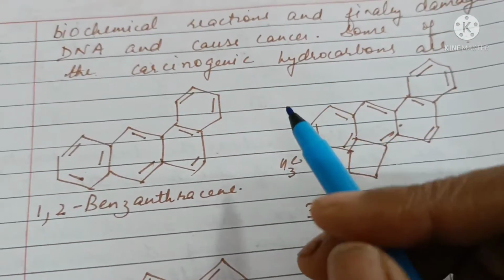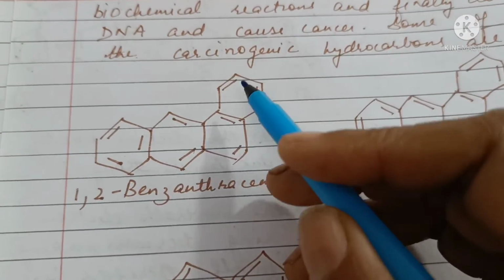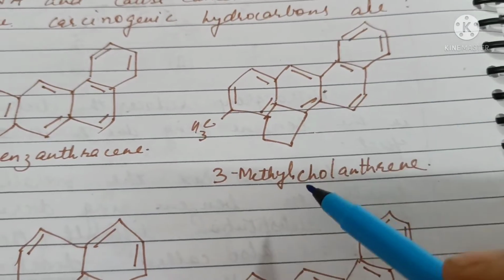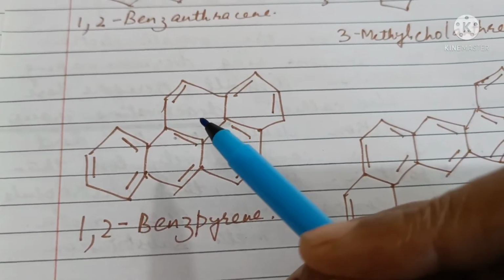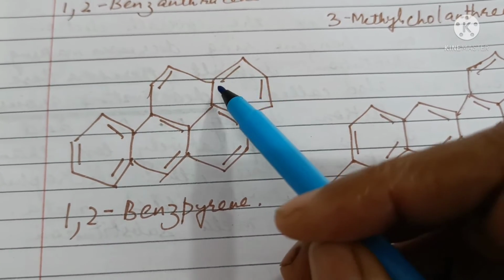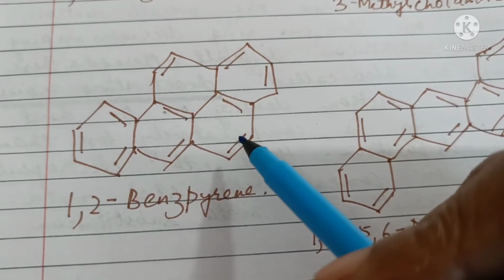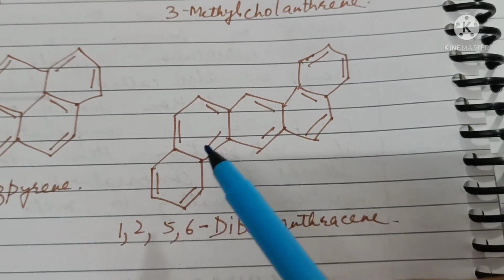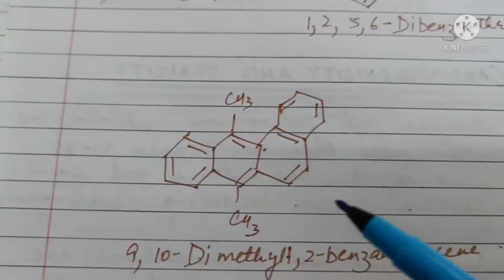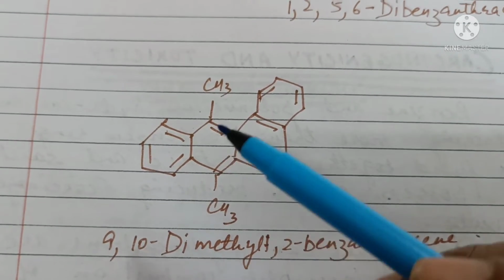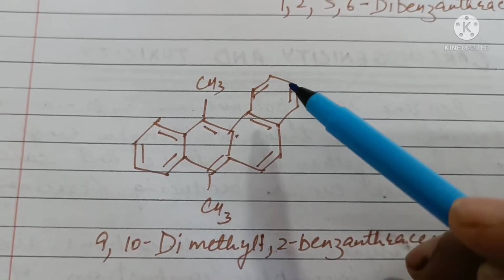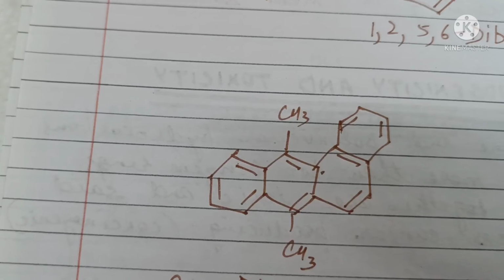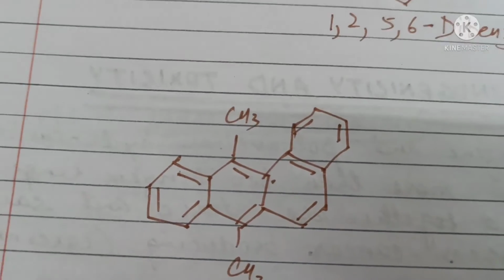Some of the carcinogenic hydrocarbons are 1,2-benz-anthracene, 3-methyl cholanthrene, 1,2-benz-pyrene, 1,2,5,6-dibenz-anthracene, and 9,10-dimethyl-1,2-benz-anthracene. All these are polynuclear and carcinogenic compounds. That is all in today's video.